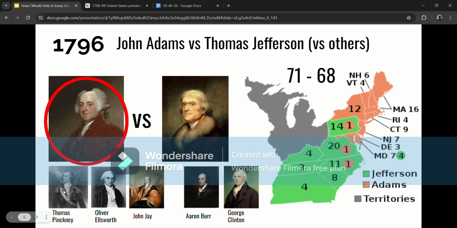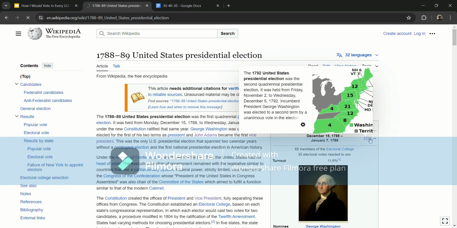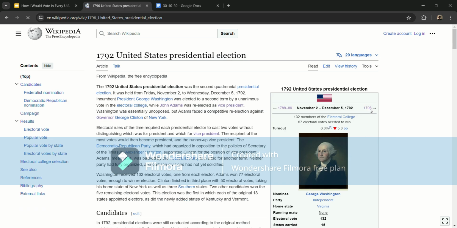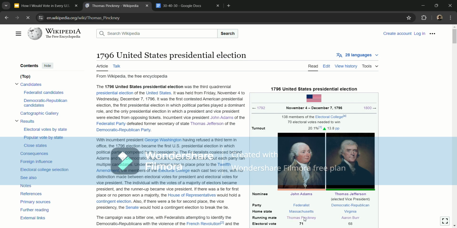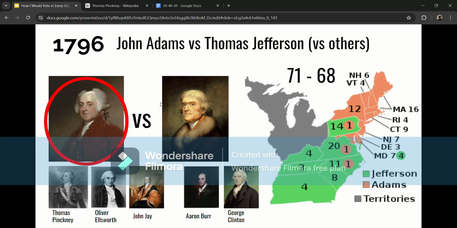Thomas Pinckney, he was governor of, I believe, South Carolina. Let's go ahead and take a look. I'm pretty sure it was South Carolina off the top of my head. 1796. There's Thomas Pinckney. Yes. Governor of South Carolina, minister to Great Britain at this time, so a little bit of foreign policy experience and some executive experience. Not bad.